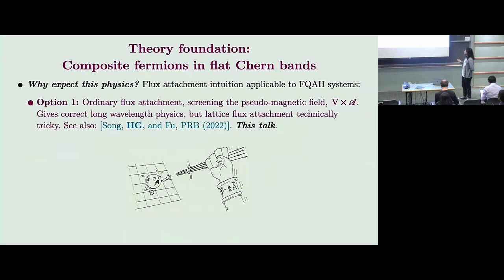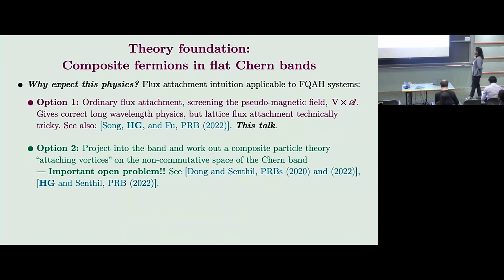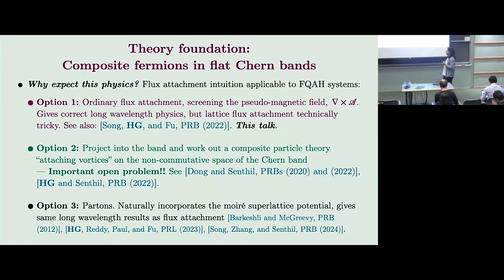So that's really the approach we're going to take in this talk. The second option is to project into the band and work out a new composite particle theory, attaching vortices projected into the non-commutative space projected into the band. This turns out to be, well, the ideal thing to do, a very hard open problem. Even in Landau levels, this is not completely solved. And the third option is to do a parton approach.